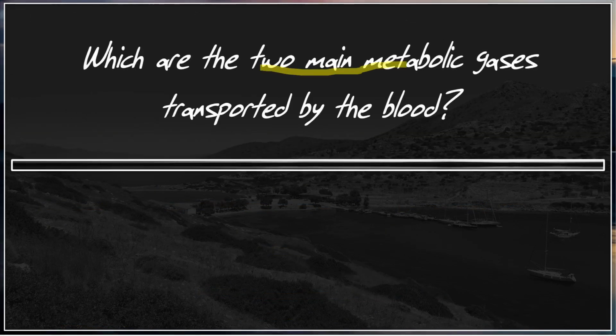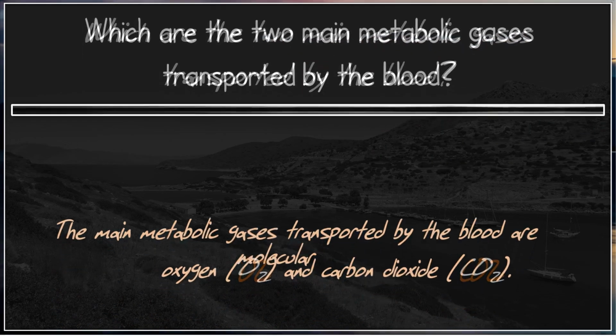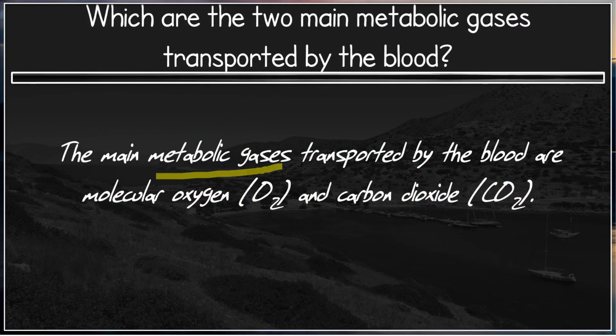Which are the two main metabolic gases transported by the blood? The main metabolic gases transported by the blood are molecular oxygen and carbon dioxide.